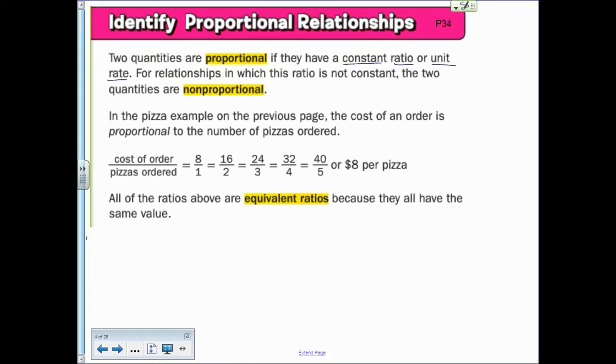For relationships in which this ratio is not constant, the two quantities are non-proportional. So proportional, it has to have a constant rate. Non-proportional is not a constant rate. So in the previous page, on page 33, they went over a pizza example. And they have the different rates set up here below.